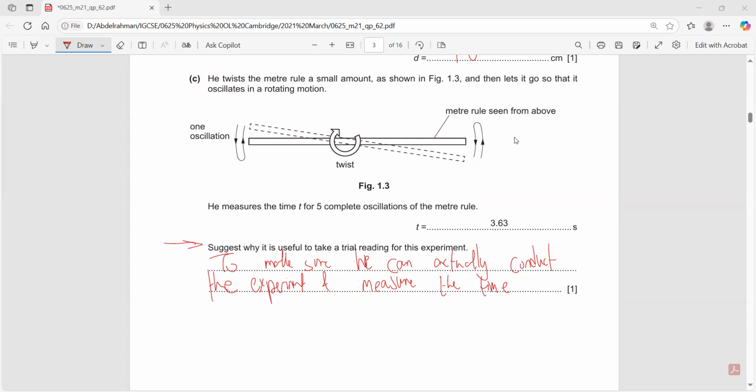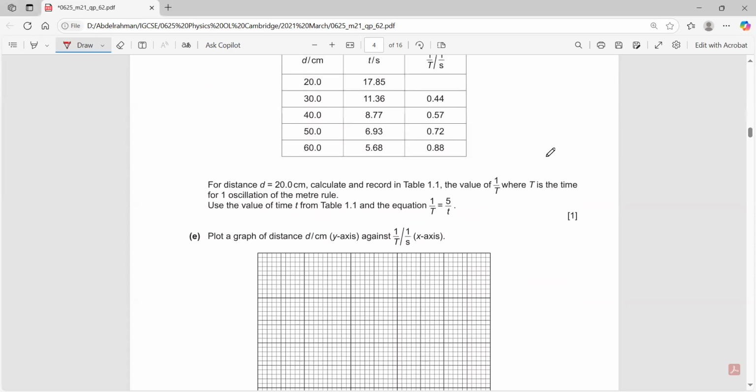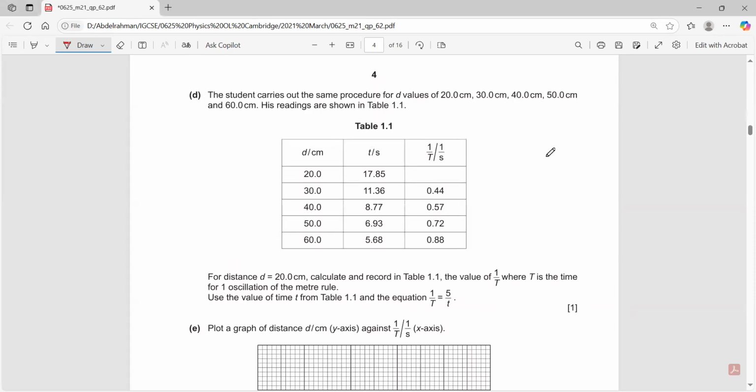Now, the student carries out the same procedure for values of 20, 30, and 50. Can I find, for distance d equals 20 centimeters, can I calculate and record in the table the value of 1 over T, where T is the time of one oscillation of the meter ruler? Can I find the time of one oscillation of the meter ruler? What is small t?